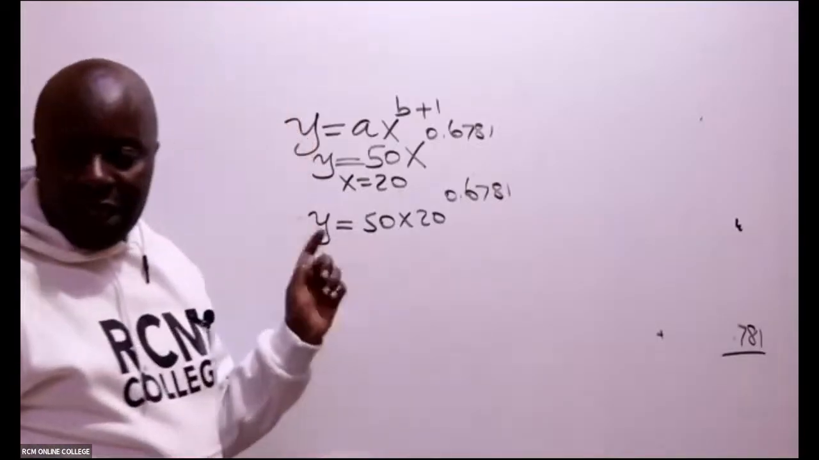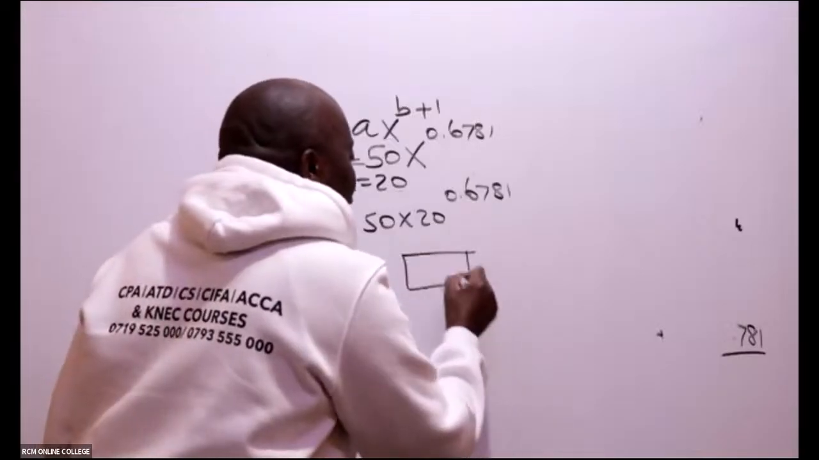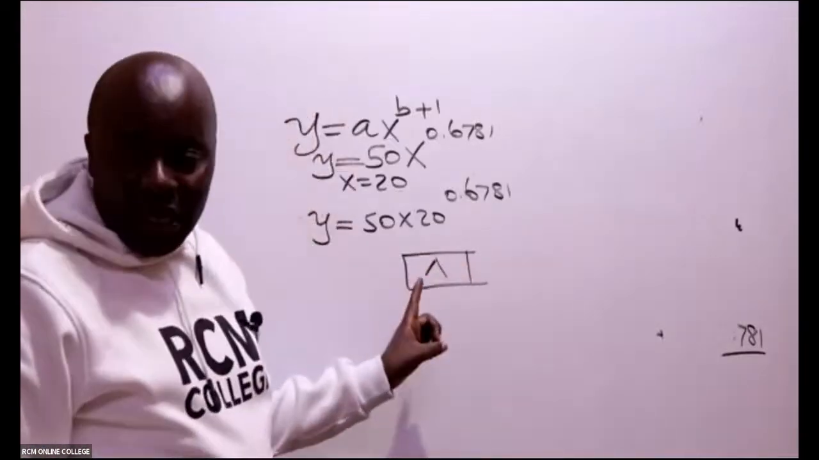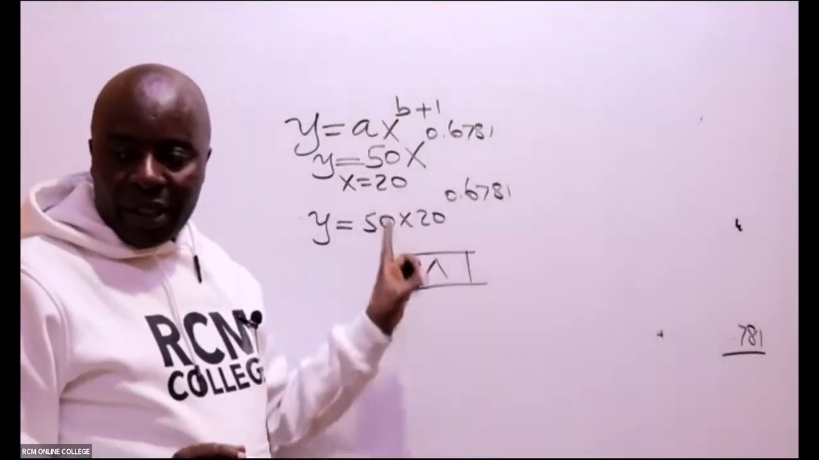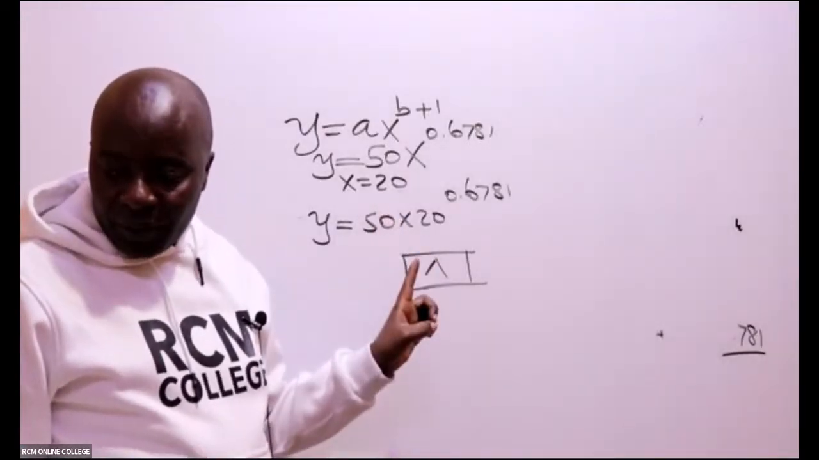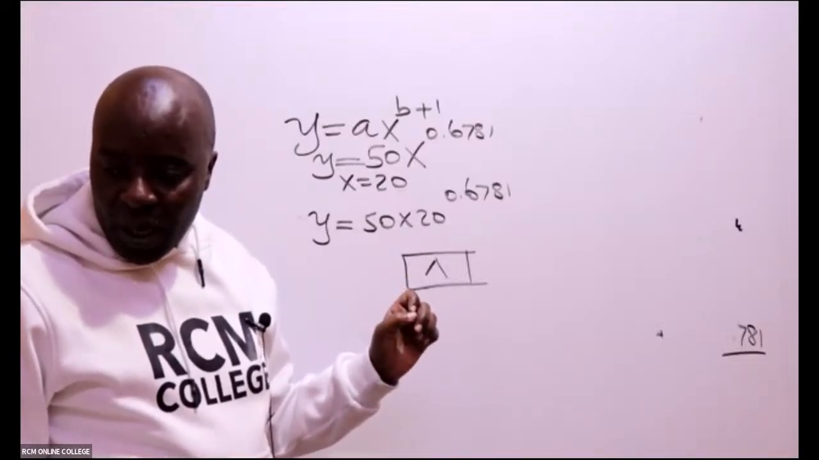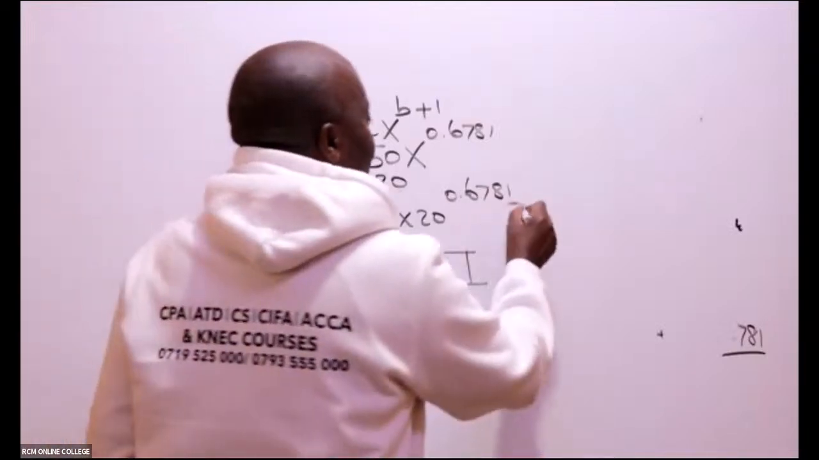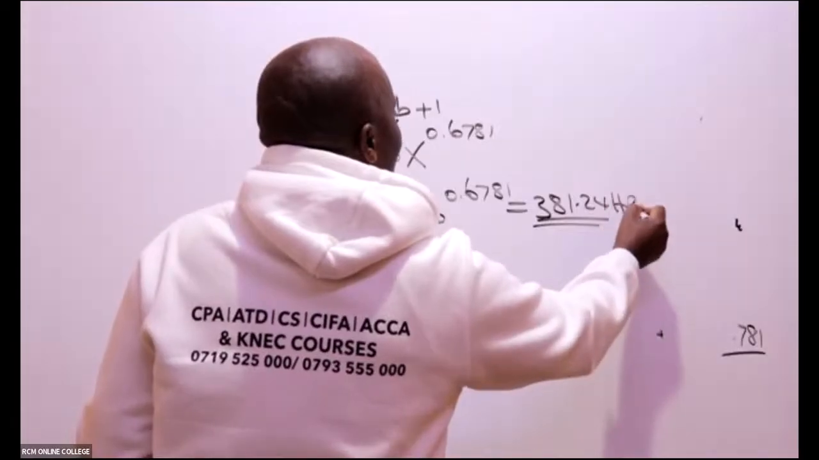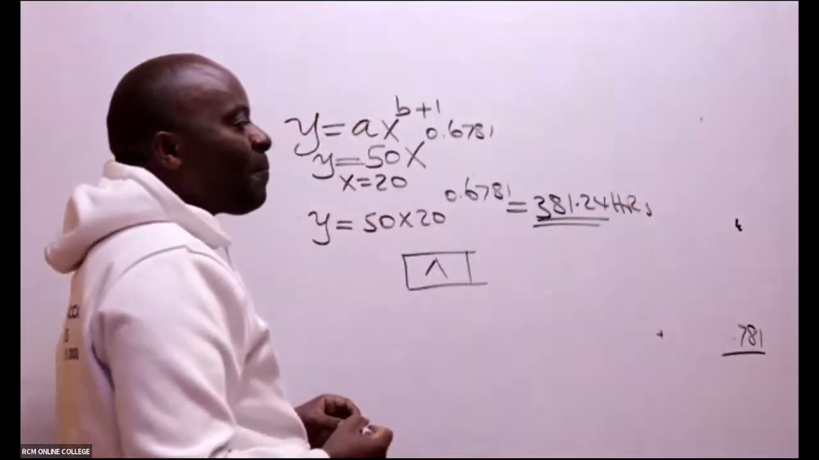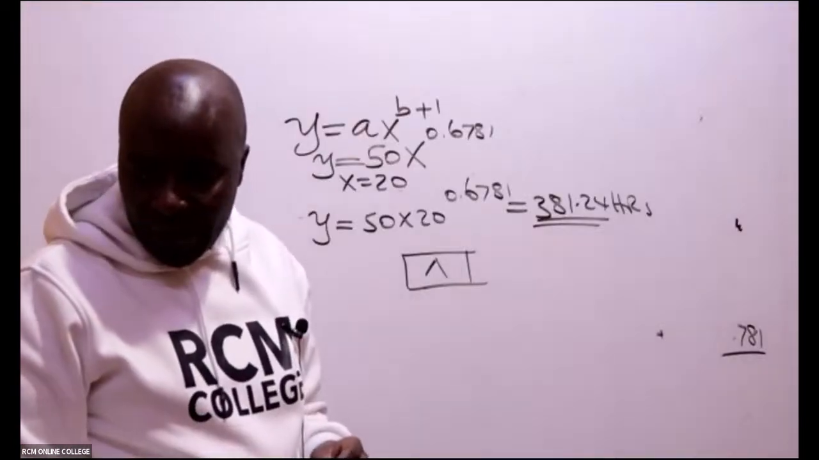So say 50 times 20, and then ensure that you are using the raised function. We are using the raised function. Clear? That gives 381.24. Is there anybody who has a question on how we got these hours for producing the first 20 units? Any question?